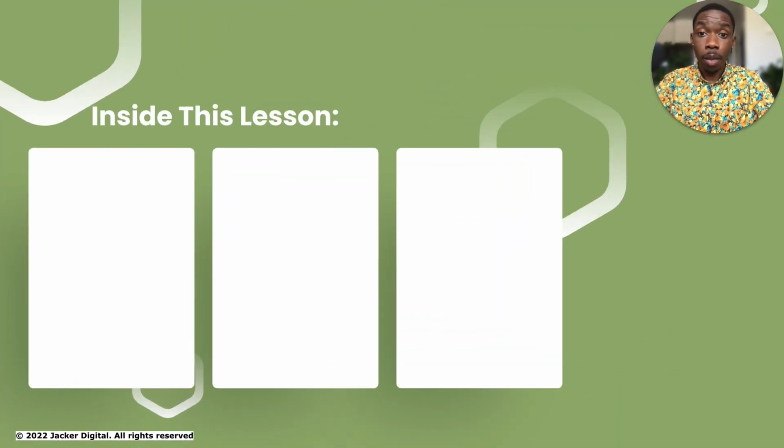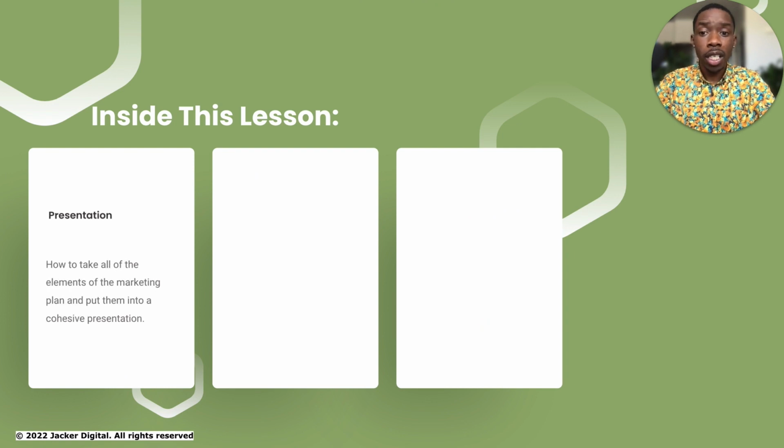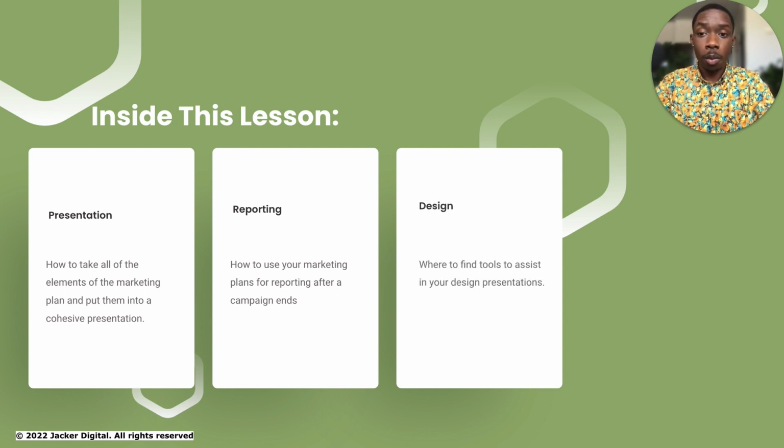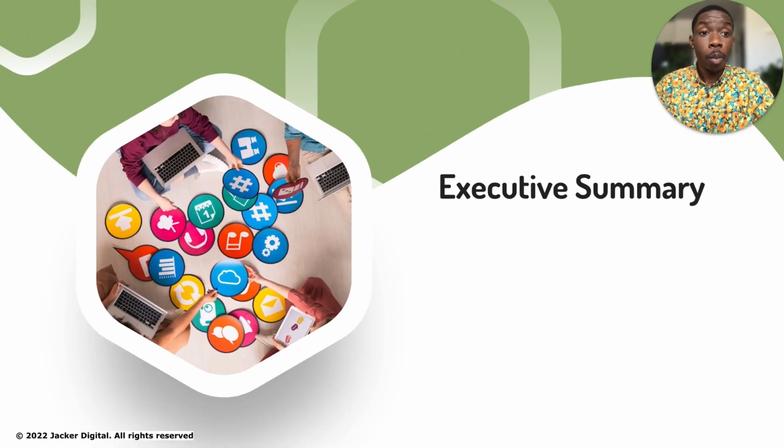Before we take a look at some of the examples, we are still going to learn a couple of things in this lesson. We're going to learn about presentation, how to take those things and make them into a cohesive deck. We'll talk about reporting and how you can use these decks to talk about your campaign after they've ended. And then after I've shown you some of my fancy decks, I'll show you how you can make some of your own.